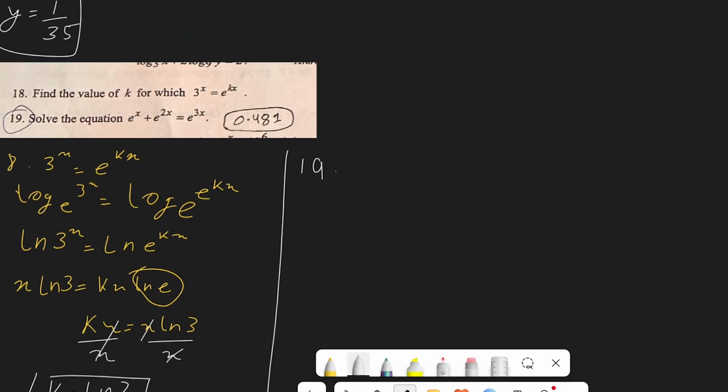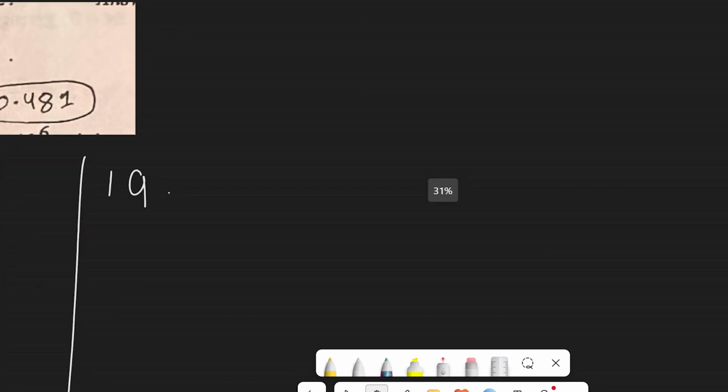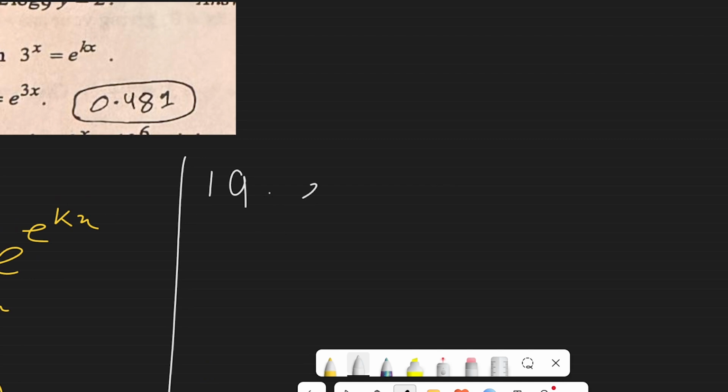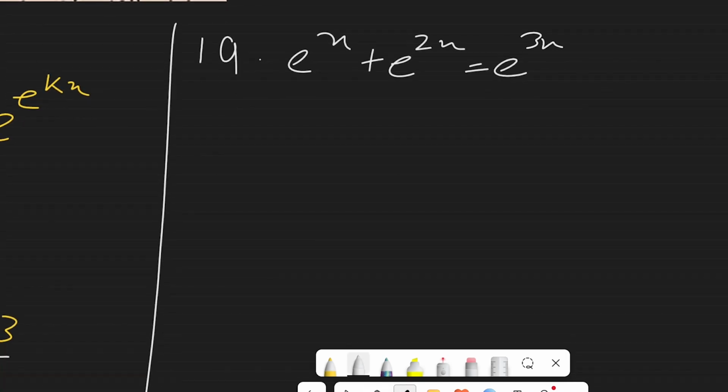Okay, so question 19 is: solve the equation e^x plus e^2x is equal to e^3x. This seems to be an interesting question. So now we need to see what e basically means. What I can do is use the same strategy and take ln on either side.